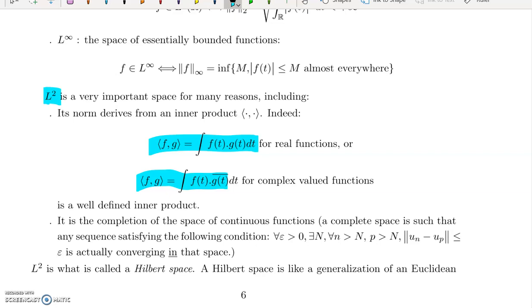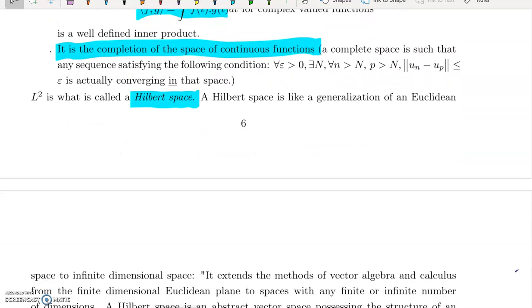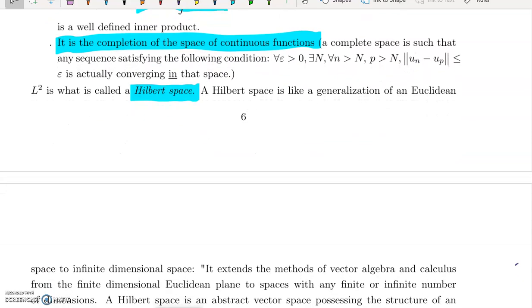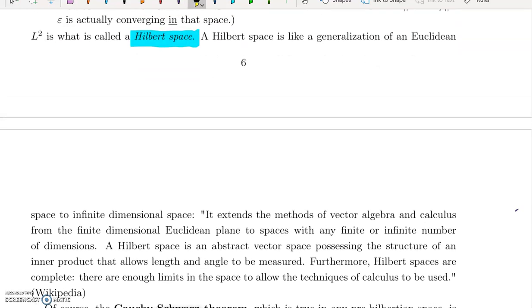And the fact that it's a completion of the space of continuous functions. All right, so we said L2 is what is called the Hilbert space. And I like this quotation that I found in Wikipedia. Again, I'm sorry, but this tends to be a very nice, more or less synthetic page on math. So it's like a generalization of a Euclidean space to infinite dimensional space. That's the idea.